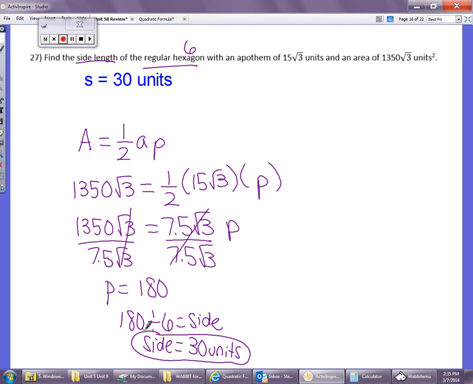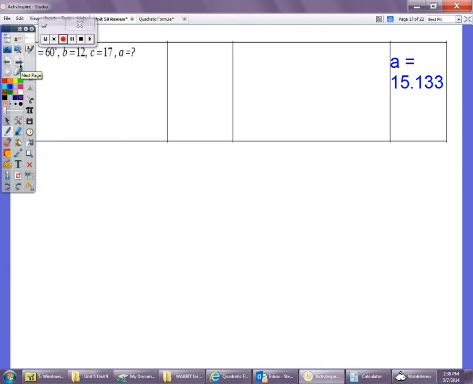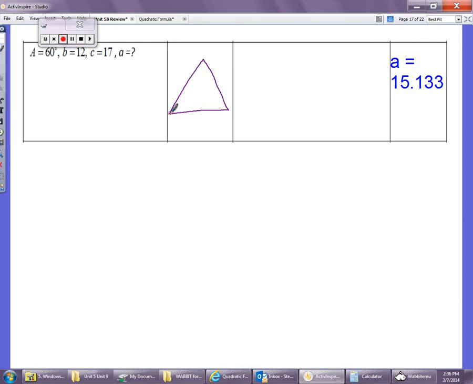Alright, now for the last major section, and that's going to be law of sines or law of cosines. So this whole section is law of sines, law of cosines. There are no right triangles. So if I draw this triangle, even though there's 60 degrees, it is not a right triangle. So I always label A, B, C. Little a is here, little b, little c. So A is 60 degrees, that goes inside. Little b is 12, and little c is 17.